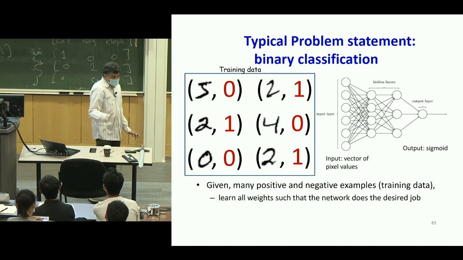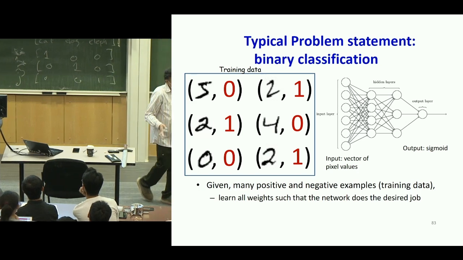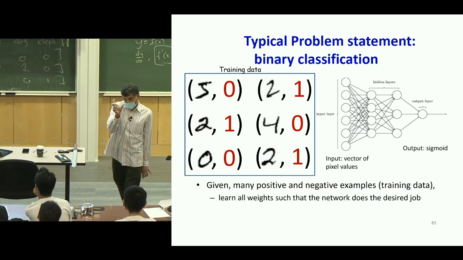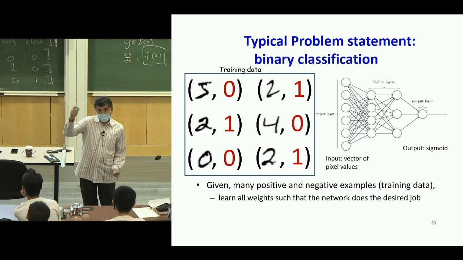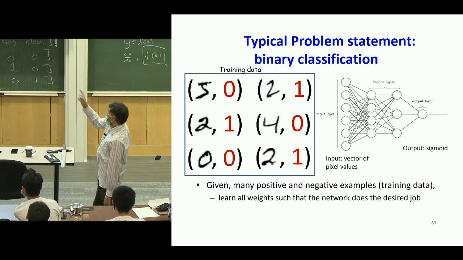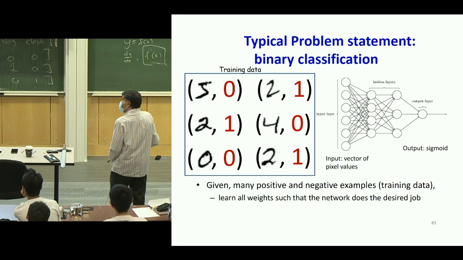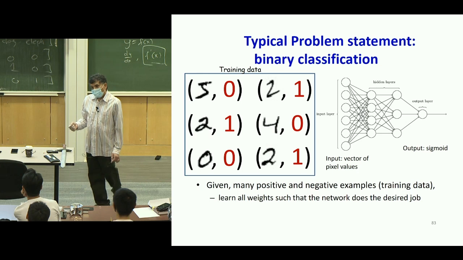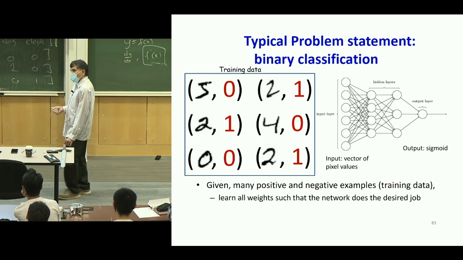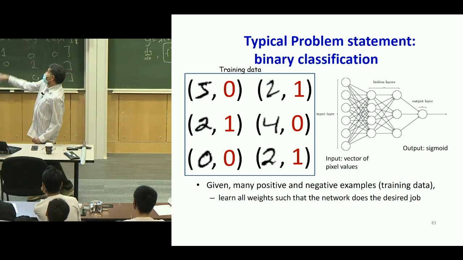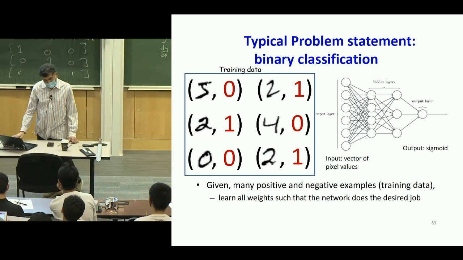And if you're given the binary task, then your training instances are going to be images of digits, which we will convert to vectors of pixel values. Along with each, you'll have a binary label, a 0 or a 1, telling you whether the number is actually a 2 or whether it's not a 2. And the network is going to have only one output, right?